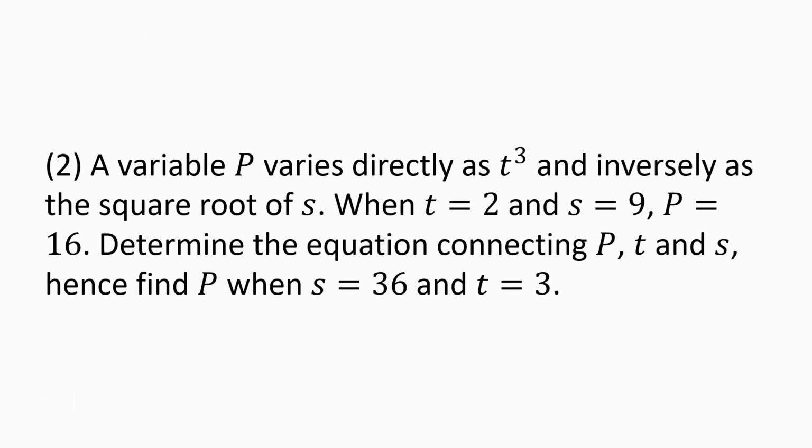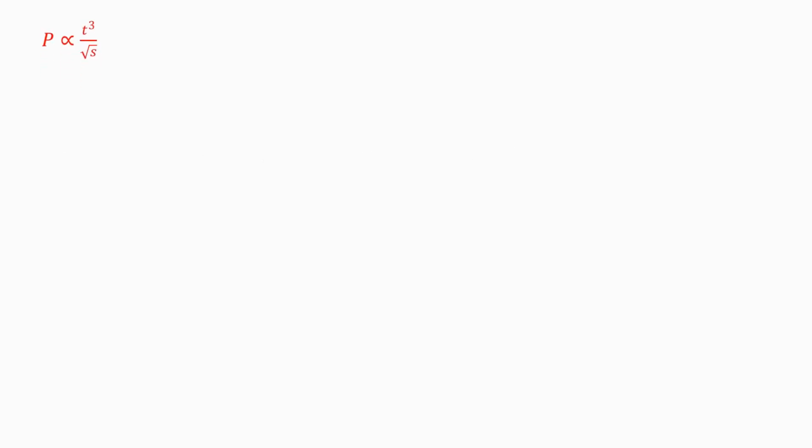Question 2. A variable p varies directly as t cubed and inversely as the square root of s. When t is equal to 2 and s is equal to 9, p is equal to 16. Determine the equation connecting p, t, and s. Hence, find p when s is equal to 36 and t is equal to 3. We've been told that p varies directly as t cubed and inversely as the square root of s. So this can be expressed as p varies as t cubed over the root of s.